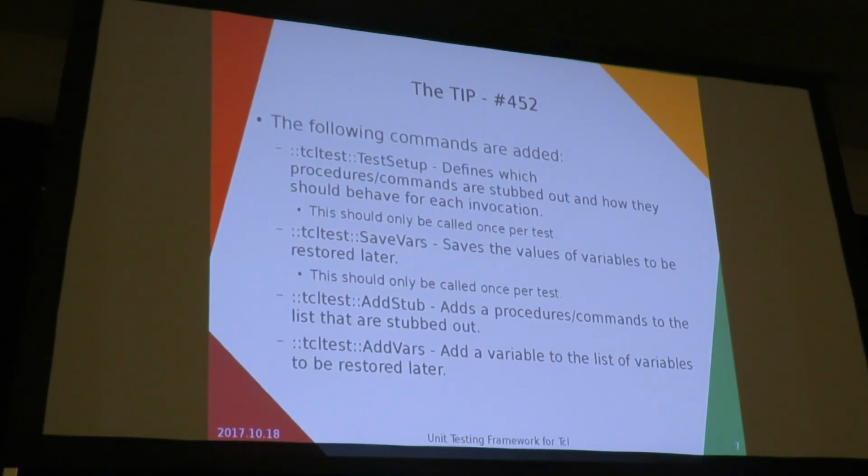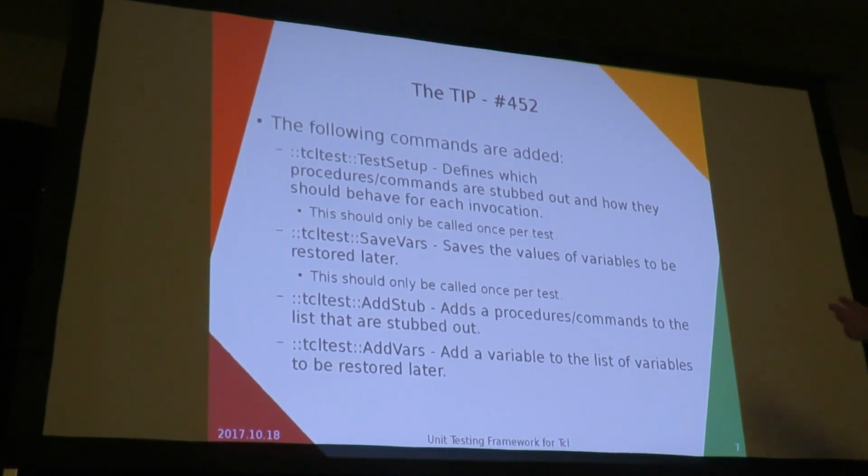Okay, so what does the TIP actually consist of? It consists of a command, Tcl setup, that you do once per test, and it specifies what things you want to stub out. Okay? And since I had to have under the hood an add to do individual stubs, we also have an add stub in case you forgot one. But it wasn't hard to expose it, so I exposed it anyway.